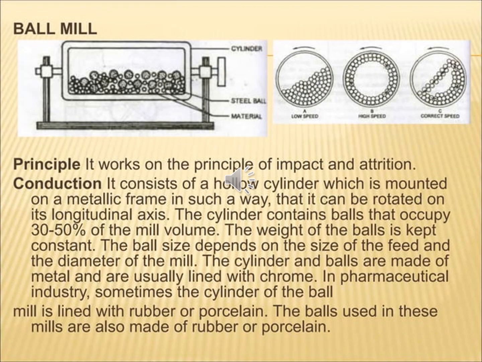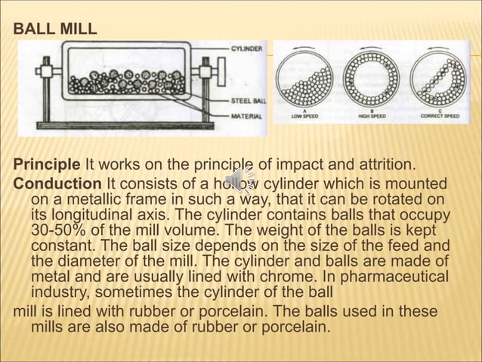Ball mill. Principle: it works on the principle of impact and attrition. Construction: it consists of a hollow cylinder which is mounted on a metallic frame in such a way that it can be rotated on its longitudinal axis. The cylinder contains balls that occupy 30 to 50% of the mill volume.